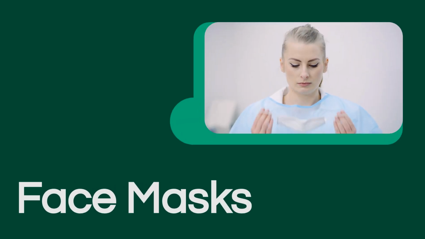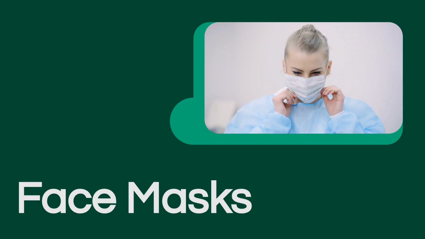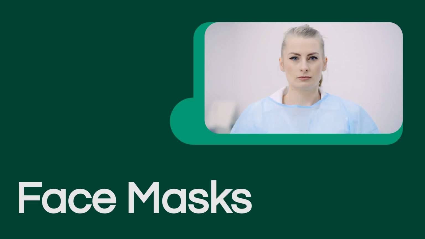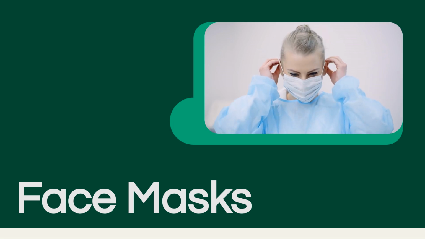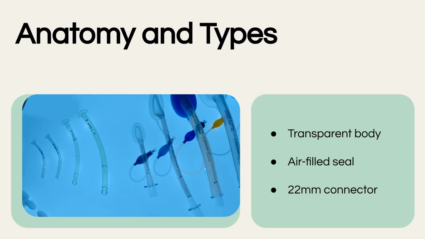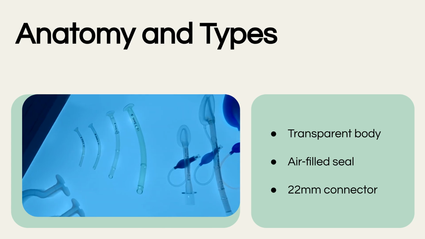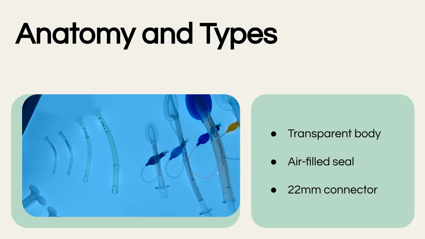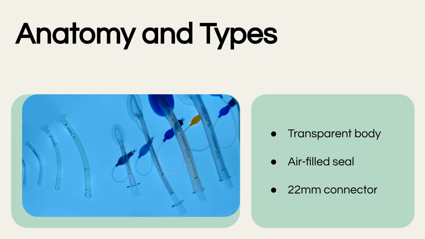A face mask is a simple device allowing gas administration without internal apparatus. It's crucial for initial ventilation. Key parts include a transparent body for observation, a sealing cushion, and a connector. Specialized types include the pediatric Rendell-Baker-Suchek and endoscopic masks.